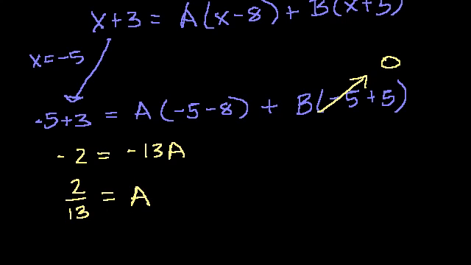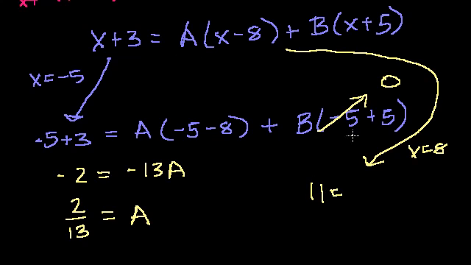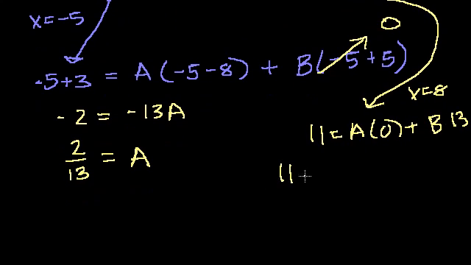And now we can do the same thing up here and get rid of the a terms by making x equal to 8. If x is equal to 8, you get x plus 3 is equal to 11, is equal to a times 0 plus b times, what's 8 plus 5? Plus b times 13. The b looks a bit like a 13. And then you get 11 is equal to 13b. Divide both sides by 13. You get b is equal to 11 over 13.